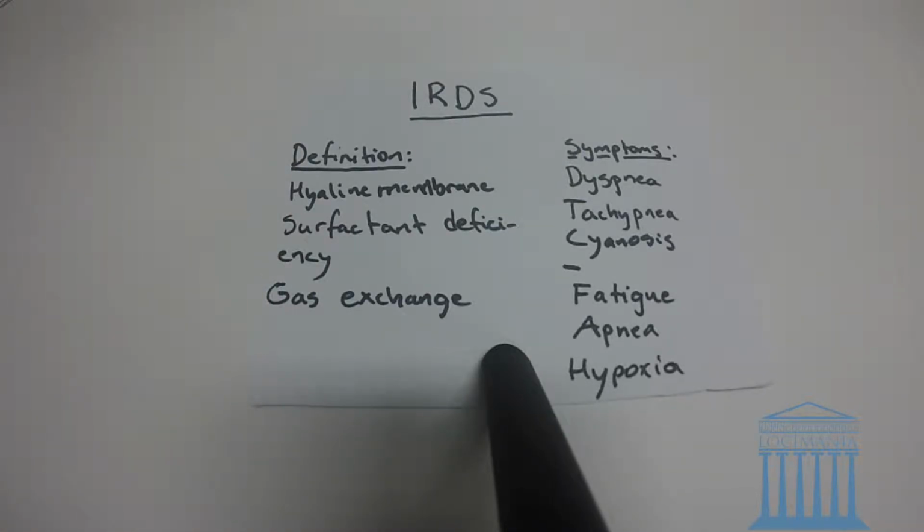And dyspnea, tachypnea, difficulty breathing, and a rapid shallow breathing rate are the symptoms of infant respiratory distress syndrome.